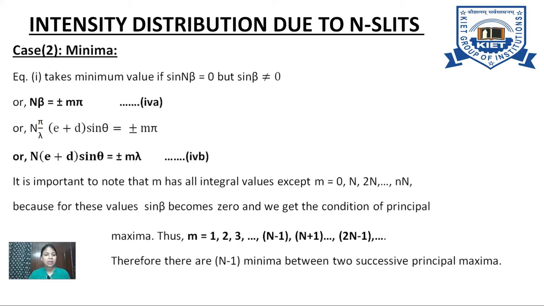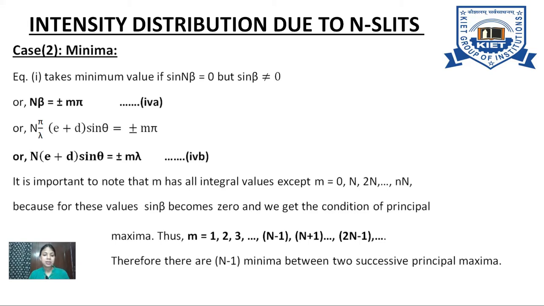Please remember, I have substituted the value of β over here. So after solving, we get N(e + d) sin θ is equal to ±mλ. It is important to note here that m can have all values except 0, N, 2N, 3N, basically multiples of capital N. Because for these values, sin β will become 0 and we will get the condition of principal maxima.